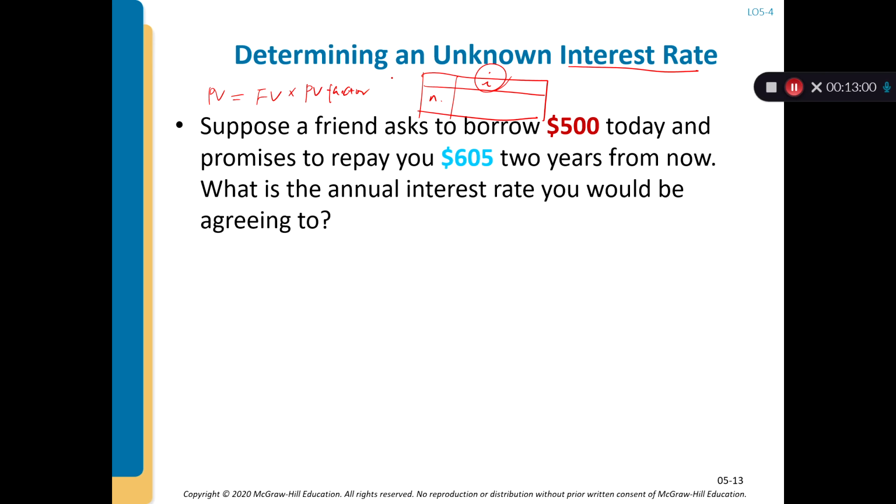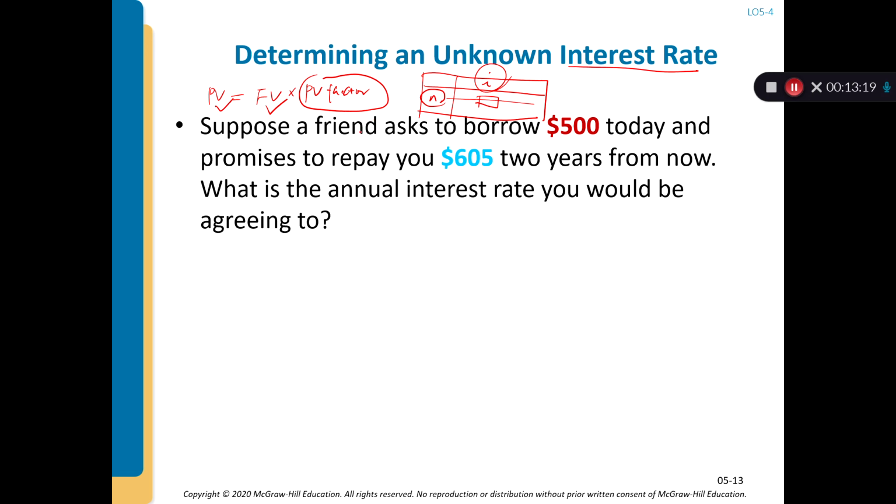So the simple answer is that if you know the PV and the FV, then you can calculate the present value factor. If you happen to know the number of investment periods, you can just find the specific rate that looks like the present value factor. So let's say this example.